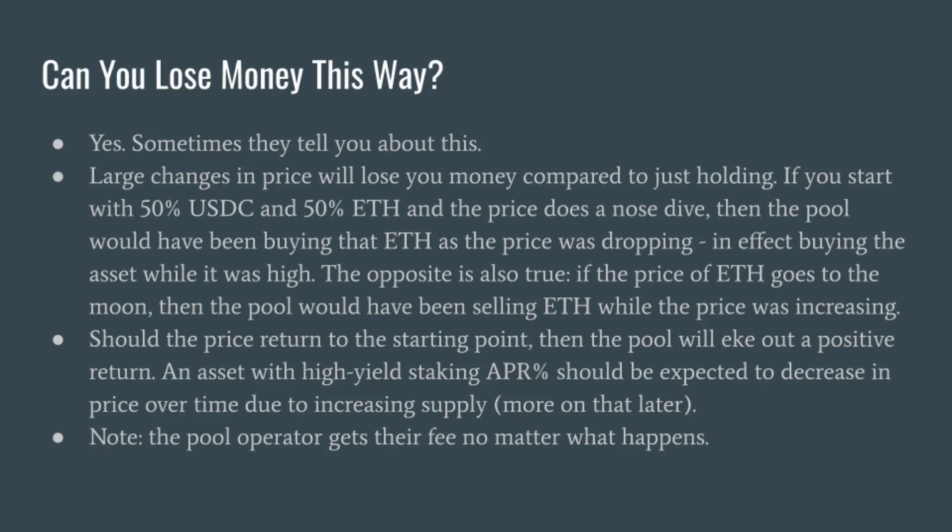If the price of ETH goes to the moon, then the pool would have been selling ETH as the price was climbing. If there's enough volatility or if the price returns to the starting point, then the pool will eke out a positive return. But if the rate of return based on just the exchange fee itself is low, which is usually the case, then the price change doesn't have to be that high in order to lose out compared to just holding. If you include staking in the mix, then higher yield staking rates should be expected to cause decreases in price because of increasing supply. Also, the pool operator usually takes a piece of that exchange fee no matter what happens. I'd just like to point that out.